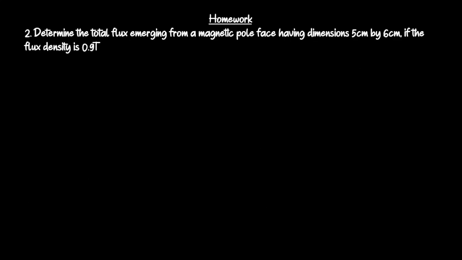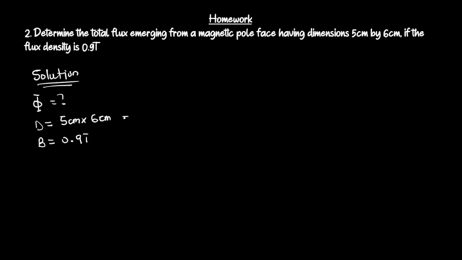So we are to determine the total flux emerging from a magnetic pole face having dimensions 5 centimeters by 6 centimeters if the flux density is 0.9 Tesla. Okay, so let's write down the solution to this particular problem. We are to determine the total flux. So phi is what we do not know, and then we're given the dimensions. So the dimension is 5 centimeters by 6 centimeters. And then the flux density, which is B, is given to us as 0.9 Tesla.